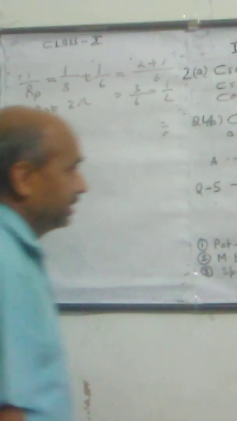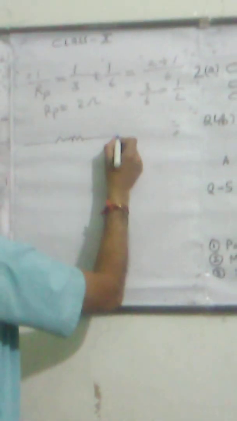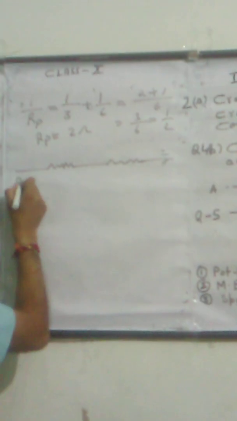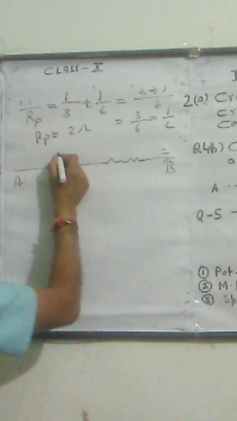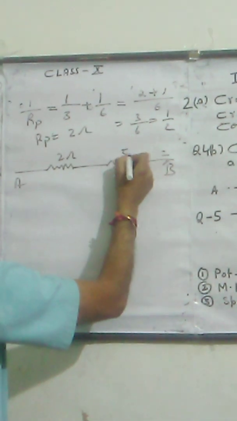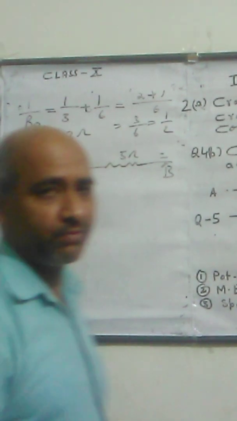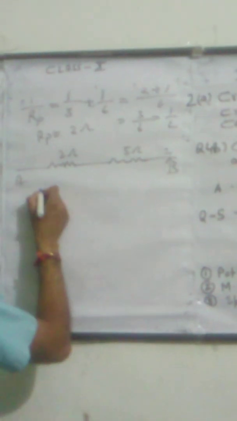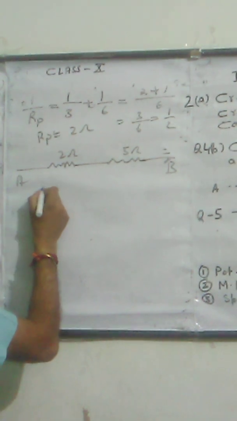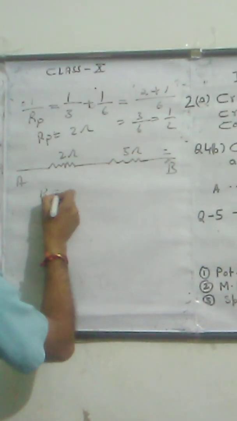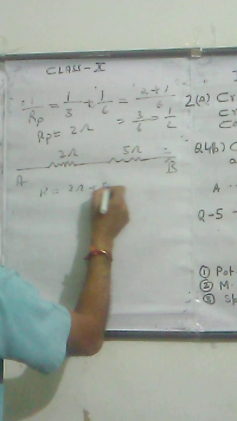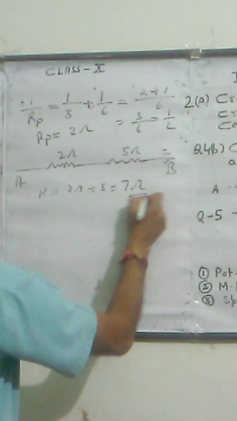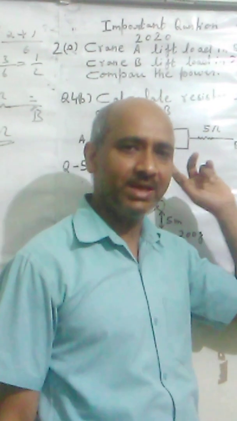Now with this 2 ohms, the circuit will change. The circuit will be something like this. It is A and this is B. It is 2 ohms, which we just calculated, and this one is 5 ohms. So what we have to do is find the R now, the series resistance. So 2 ohm plus 5 ohm, we get 7 ohm. So this is the resistance between A and B. It is a 2 marks question. You get 2 marks by doing this much.